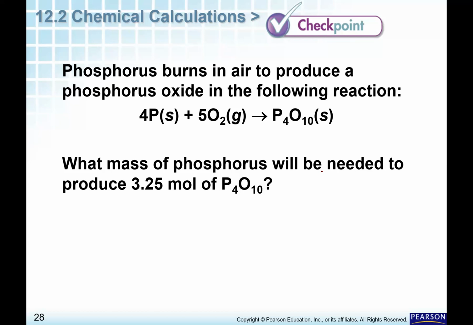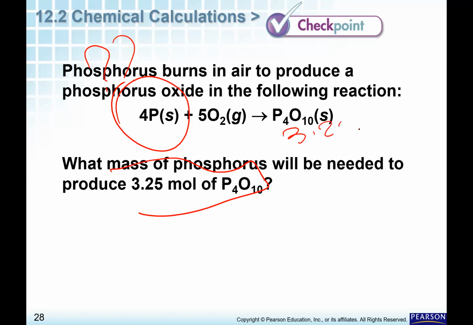All right. Now we're going to come to the question, which is what mass of phosphorus? Here, this is what needs to be known. How many grams of phosphorus will be needed to produce 3 moles of this one? So if I were to produce 3.25 moles of phosphorus oxide, then how many grams of phosphorus do I need?